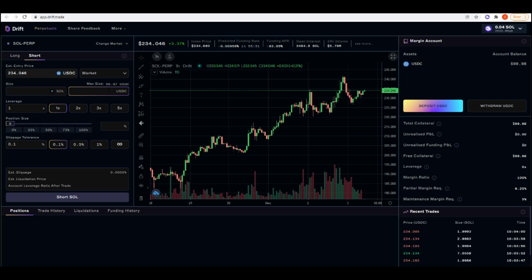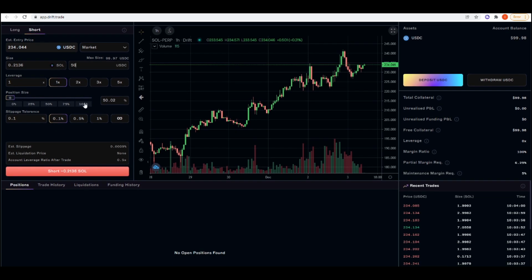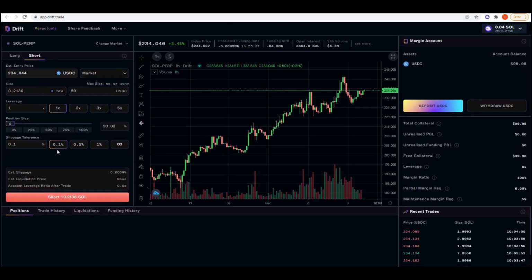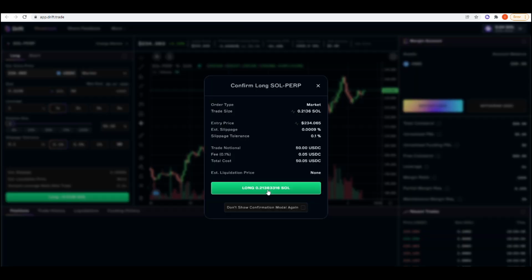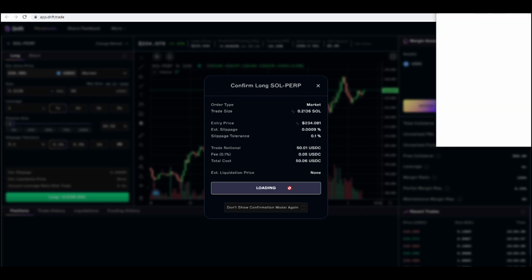But let's see if I can trade 50%. So let's just long Solana with $50, and we'll do 1x leverage for now and a slippage tolerance of 0.1%. Let's change this to long, and then press this, and then we can see here order type market, trade size 0.21 Sol, entry price roughly, estimated slippage, and the fees, so it's a 0.1% fee. I'm going to press long and then just approve up here as well.